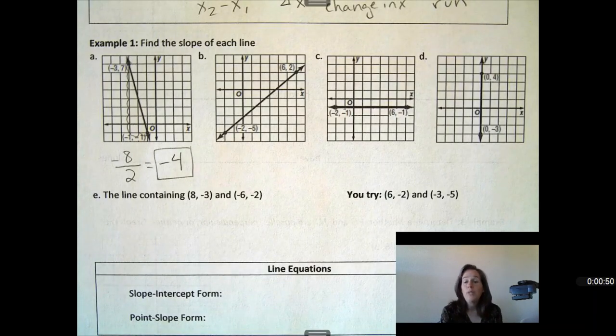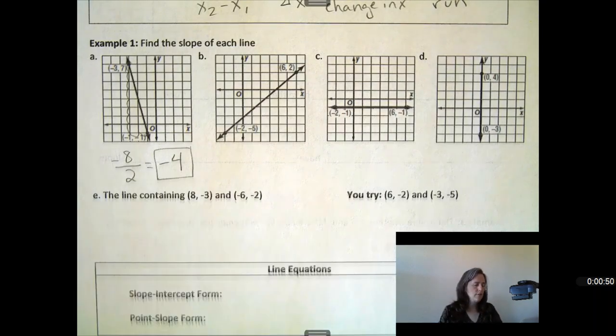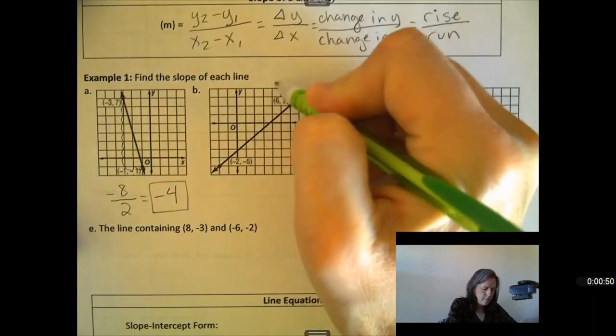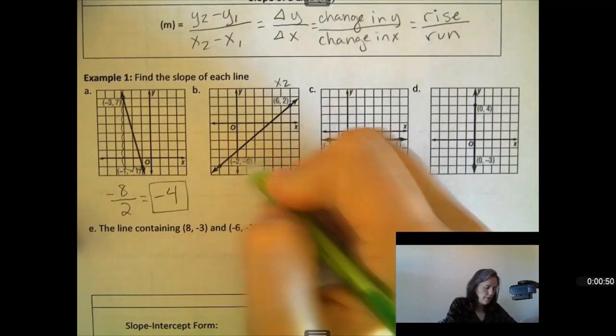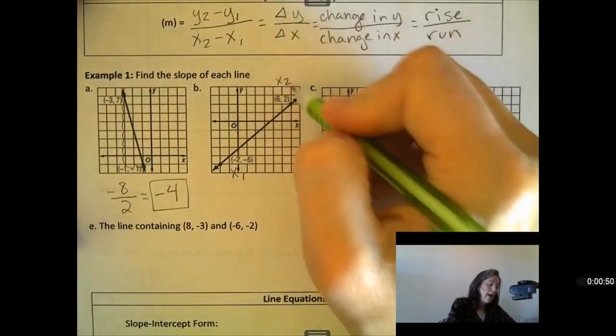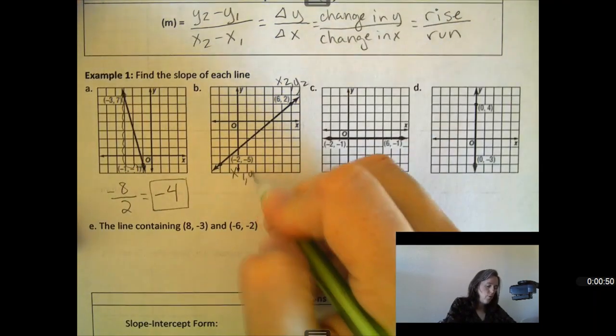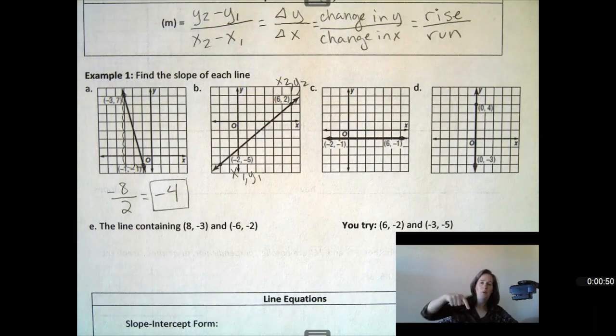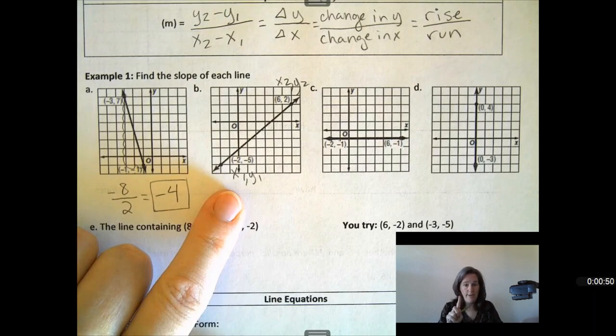B. We could do the same thing because they gave us a graph, but they won't always give us a graph. So let's try using the formula for this one, y2 minus y1 over x2 minus x1. And we'll label this point x2, y2, and this is x1, y1. So this is our point 2. That means our x is a 6 and our y is a 2, and this will be our point 1. So it'll be x1, y1.